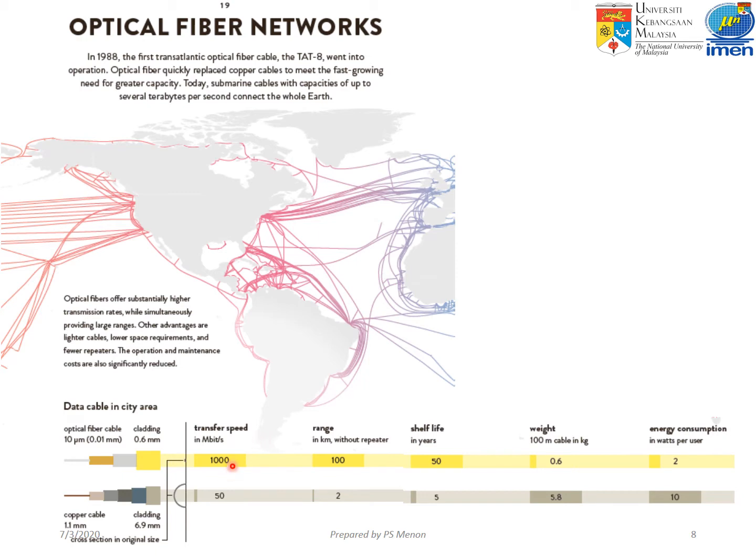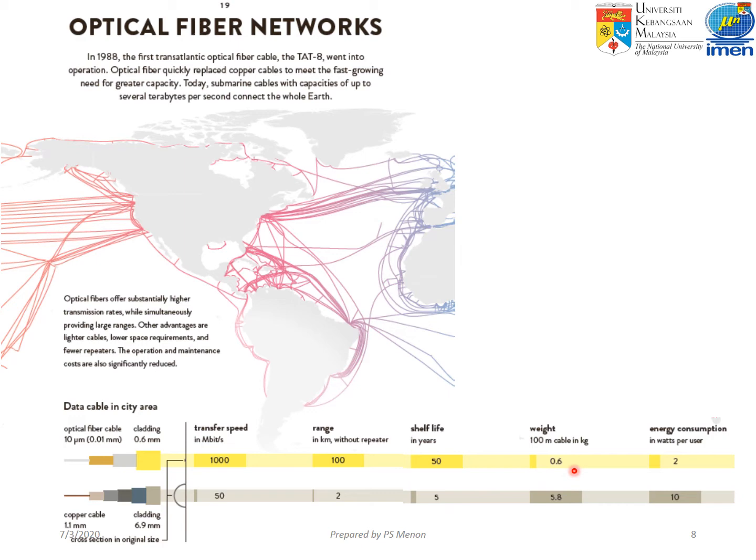Now let's look at transfer speed. For optical fiber cable it is 1000 megabits per second, about 1 gig. But for copper cable it is only 50 megabits per second, so a lower transfer speed. In terms of range, optical fiber cables can go up to 100 kilometers without any amplifier or repeater. But for a copper cable, every 2 kilometers an amplifier or repeater needs to be placed. The shelf life: how long can an optical fiber cable last? It can last for 50 years, whereas a copper cable can only last for 5 years.